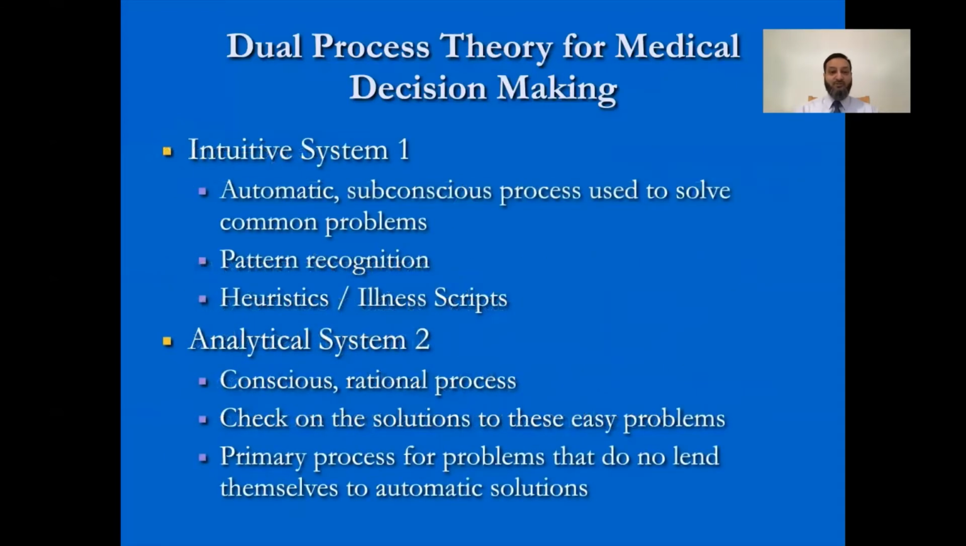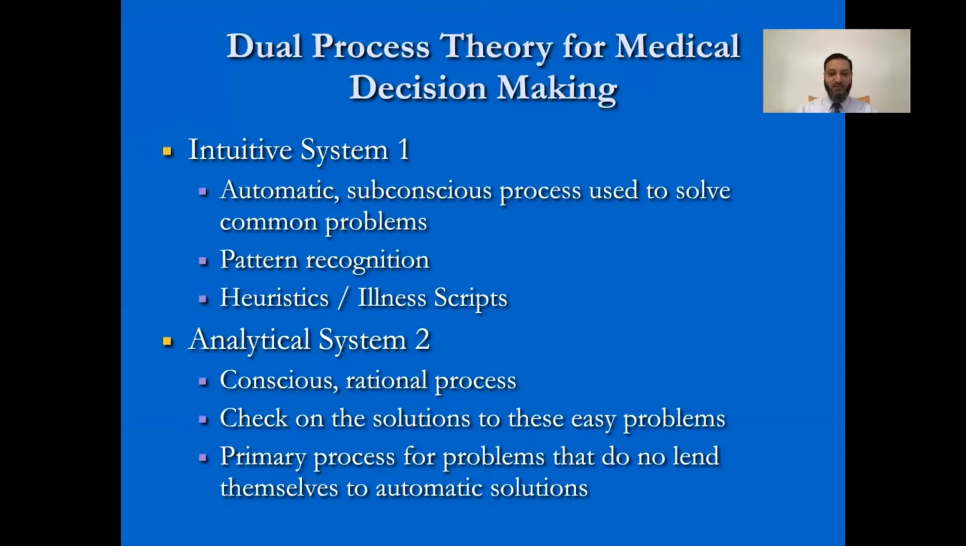So again, intuitive system one is more automatic, subconscious, used to solve common problems. It really relies on pattern recognition, heuristics, and illness scripts. So you see a patient, you recognize the pattern of the history and the physical exam, you use your mental shortcuts, you have illness scripts that you have developed in your mind, and then you very quickly and automatically come to a diagnosis on that patient.